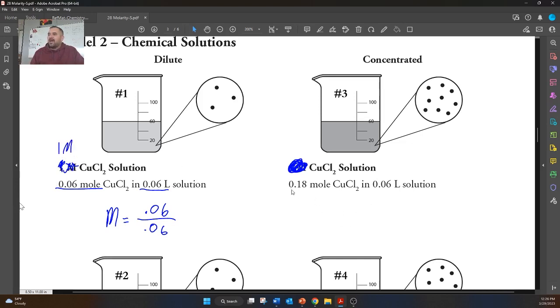Over on this side, we have 0.18 moles of copper chloride in a 0.06 liter solution. So our molarity is going to be equal to 0.18 divided by 0.06. And what does this equal? This is a 3 molar solution. Easy, right? So to be more concentrated, does it need to have a larger or lower molarity? All right, so the higher the molarity, the higher the concentration.